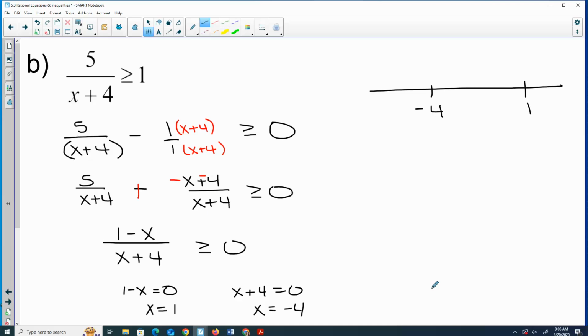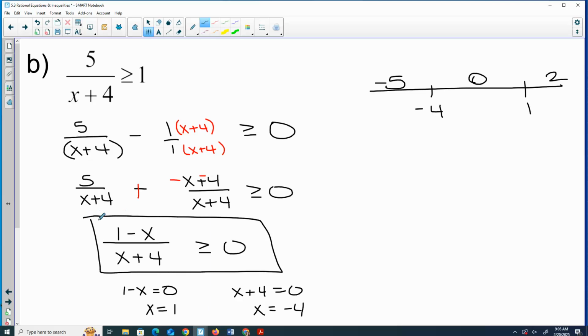So those are the numbers I'm going to use for my sign line. Smaller number on the left. Then we do our test points. Any number smaller than negative 4, any number in between -4 and 1, and then any number bigger than 1. And I am plugging these into this problem right here, where we had the fraction on one side, 0 on the other. So if I put in -5, 1 minus -5 would be 1 plus 5, so that's positive. -5 plus 4 is negative. If you take a positive divided by a negative, your answer is negative.